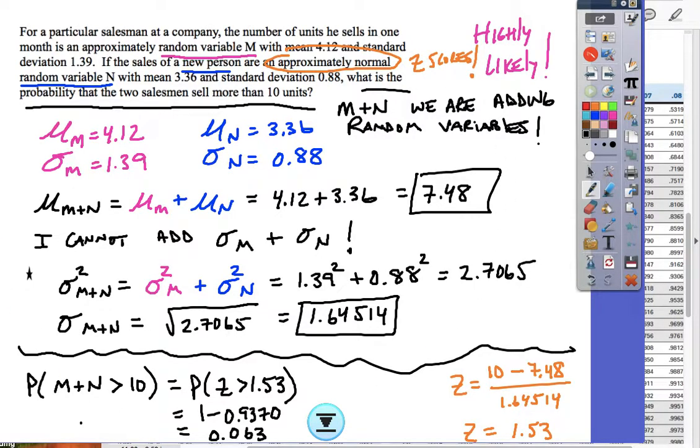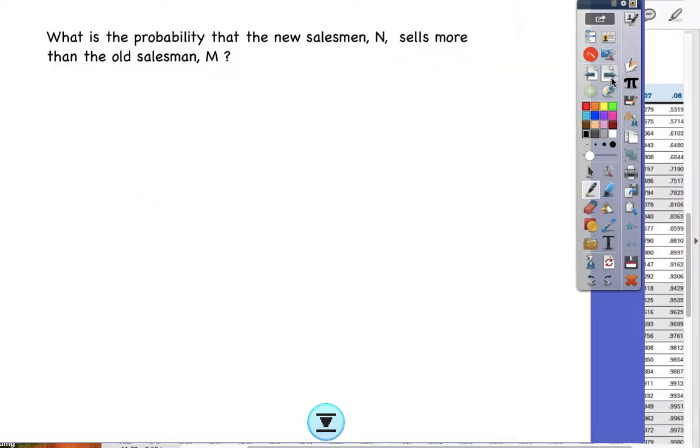Okay, and that is your final answer. But all of this work is required. You need to show how you get your new mean and your new standard deviation. You need to show your z-score work, and you need to show all of your probability stuff, as well as your final answer. Okay?